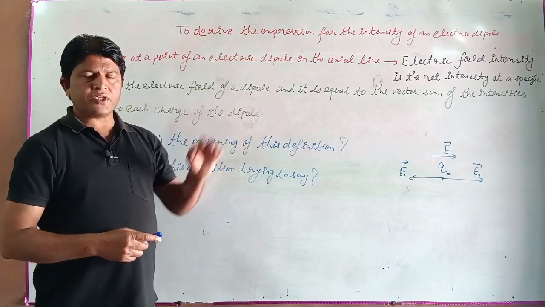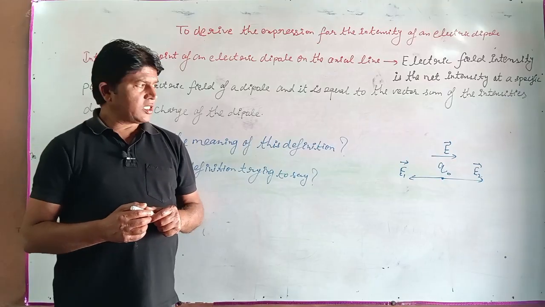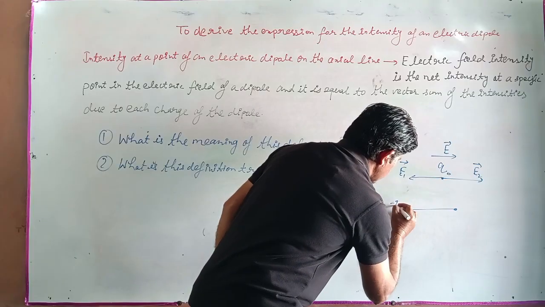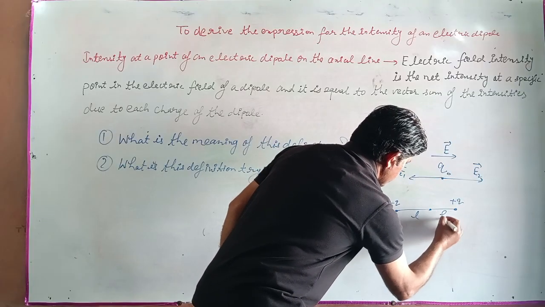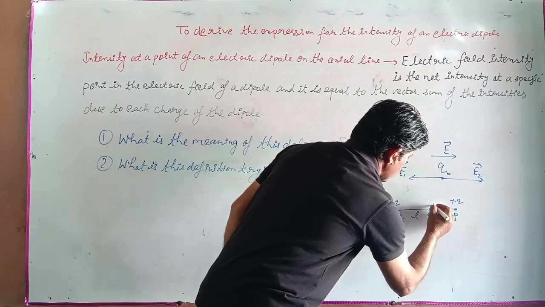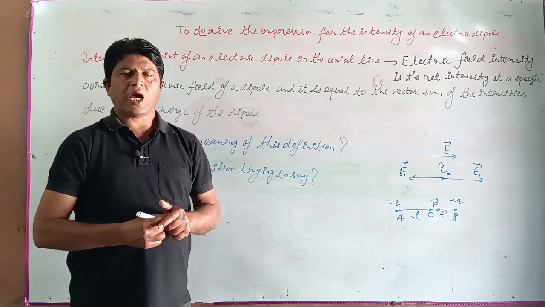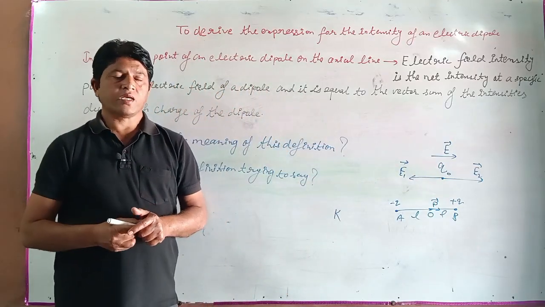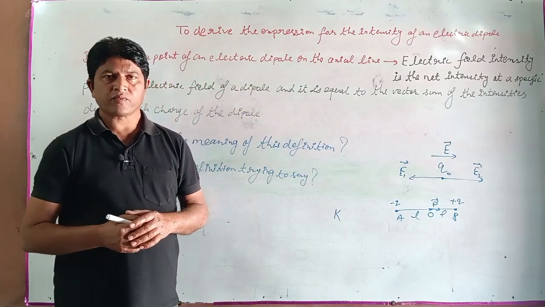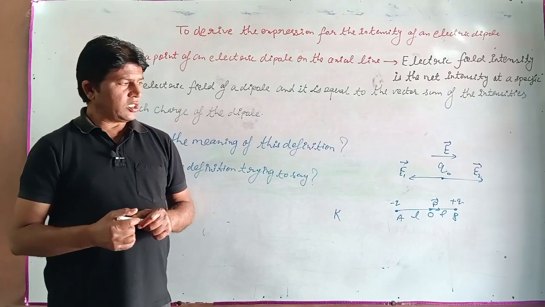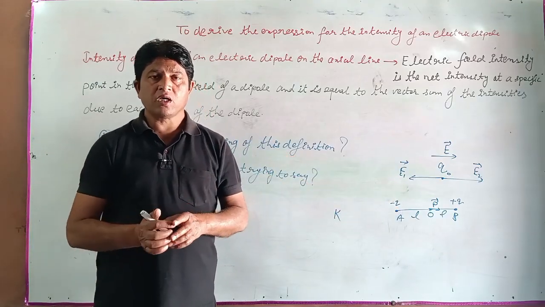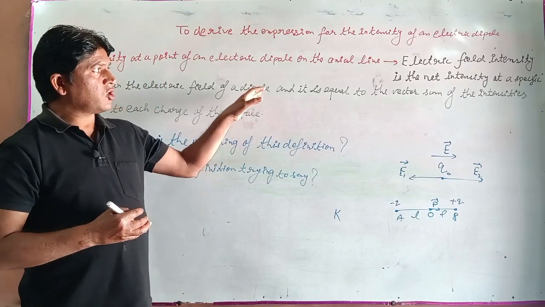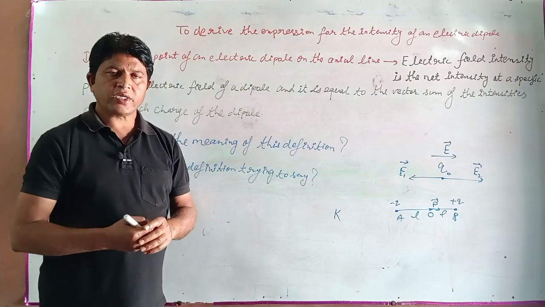So after understanding this definition, we will place this dipole like this in a dielectric medium, and this dielectric medium has a dielectric constant capital K. After placing this dipole in a dielectric medium, we will draw its figure. It is a rough figure, but we will draw a neat and clean figure that satisfies all the conditions of this definition. So let's start drawing the figure.